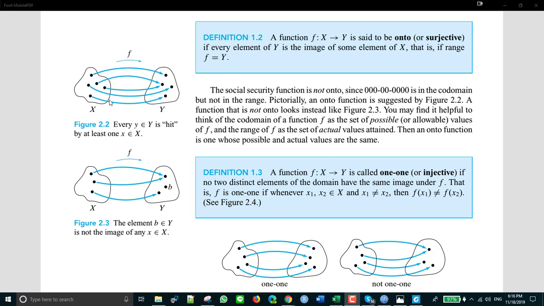This is still a function, right? Because we don't have one element going to two places over here, but we do have two going to one, which is allowed as a function, but it's not a 1-to-1 function. So because we have this situation, this is not 1-to-1. Also here, this is not 1-to-1 because these two are going to the same thing. It's also not onto, right? This one is also not onto, whereas this one is onto.